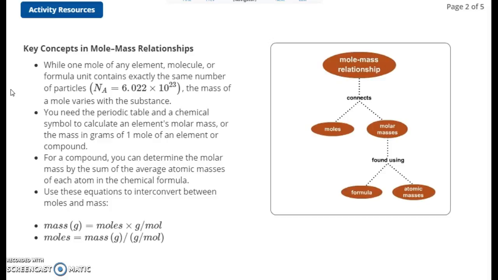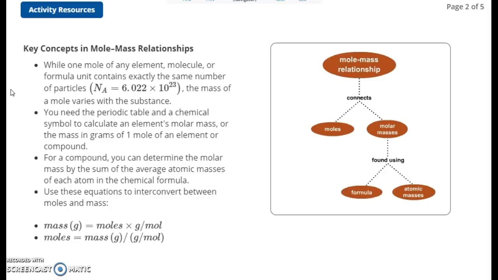You need the periodic table and a chemical symbol to calculate an element's molar mass, or the mass in grams of 1 mole of an element or compound. So molar mass, the mass of 1 mole of a substance. For a compound, you can determine the molar mass by the sum of the average atomic masses of each atom in the chemical formula. So in other words, if you have carbon and oxygen, you need to take into account the carbon and the oxygen when you find the molar mass of carbon monoxide.